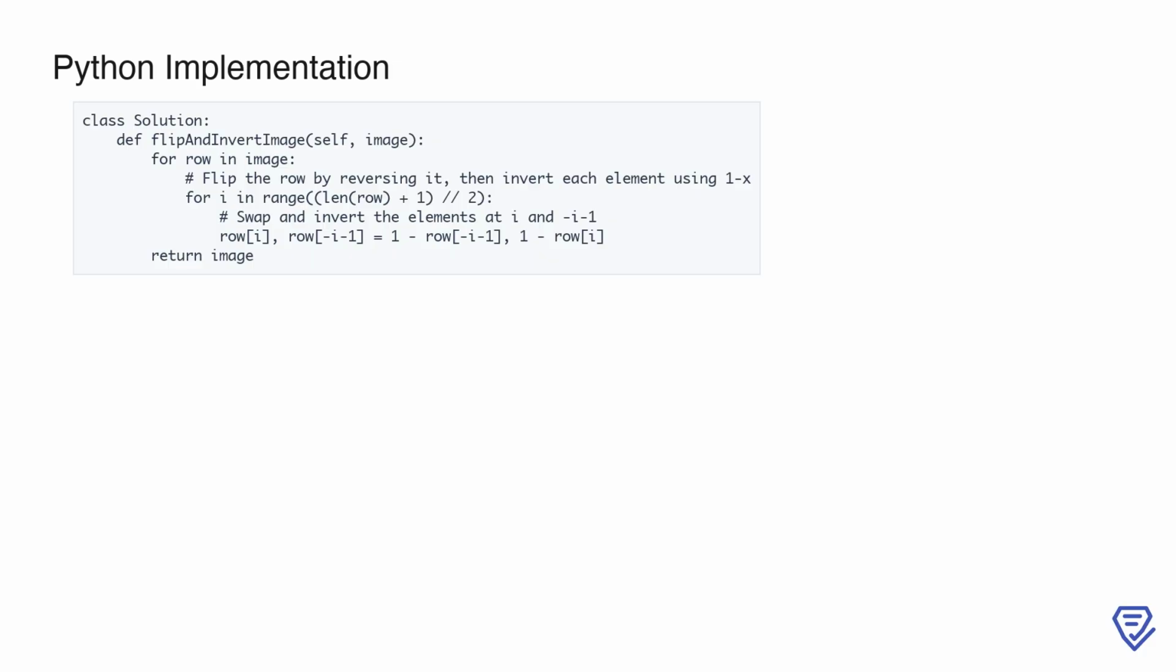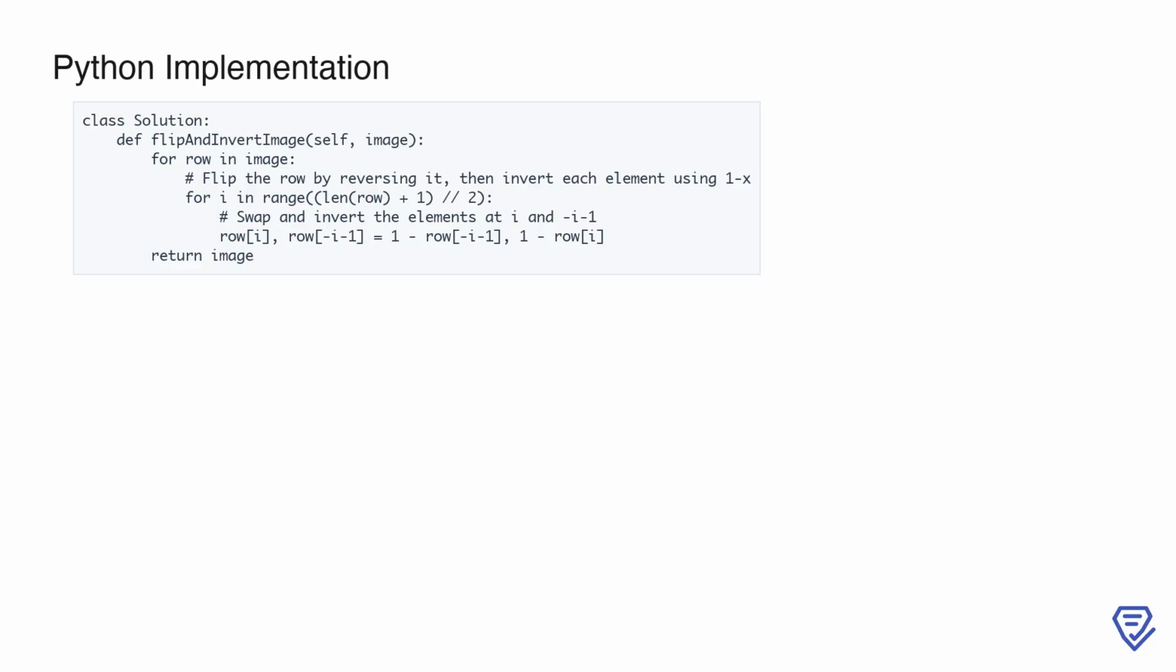Explanation. 1. Outer loop. The function iterates through each row of the image using a for loop. 2. Flipping and inverting. Inside the loop, we use a nested for loop to process the first half of the row, including the middle element if the length is odd. For each pair of elements, one from the beginning and one from the end of the row, the swapping is performed using row[i], row[n-i-1] = ..., which efficiently exchanges the elements at i and n-i-1. The inversion is done by applying 1 - x to the elements, flipping 0 to 1 and 1 to 0.